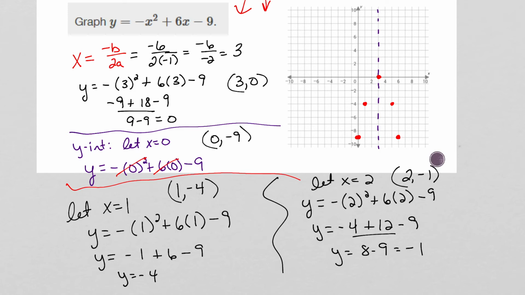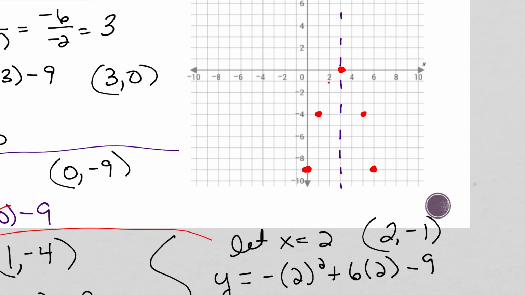So I have a point at 2, -1, which is right here. And again, thanks to the axis of symmetry, if I go 1 to the left of that and put a dot, that means I can go 1 to the right and put a dot there too. There we go. Now we have a great picture of this parabola.